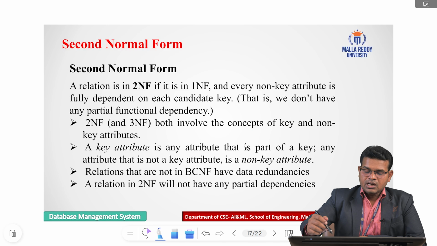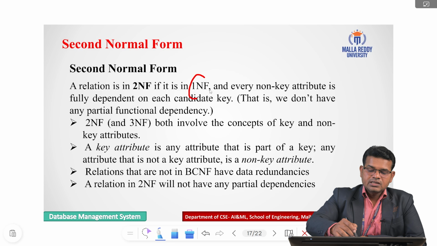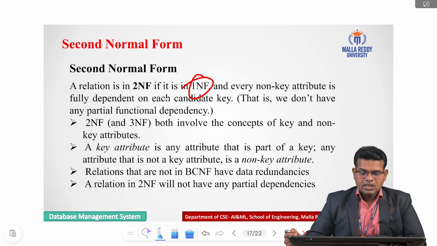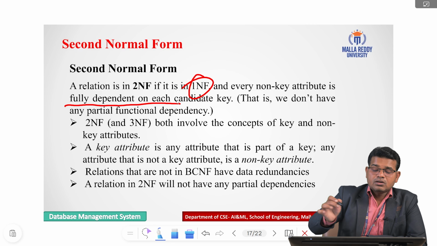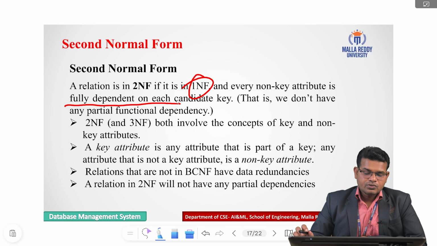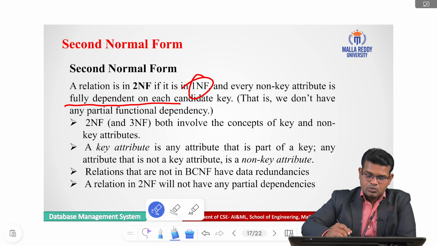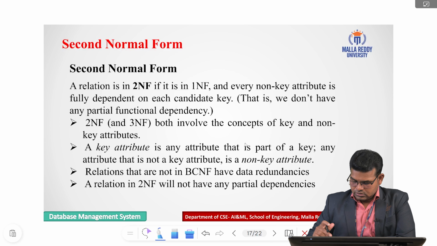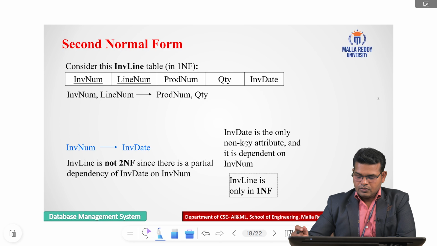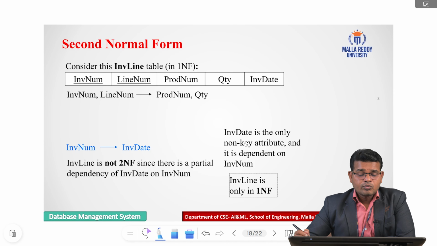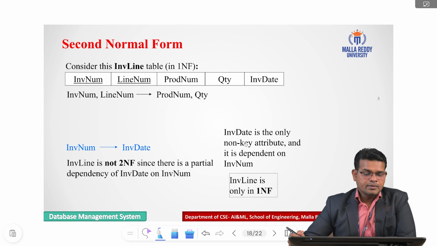So the second normal form demands that the relation be in first normal form first, then any non-key attribute be fully dependent on each candidate key. That requirement is enough for converting a relation into second normal form. Now, the next normal form that we are going to discuss is the third normal form. But first, for second normal form, let's see an example just to understand a little more clearly.